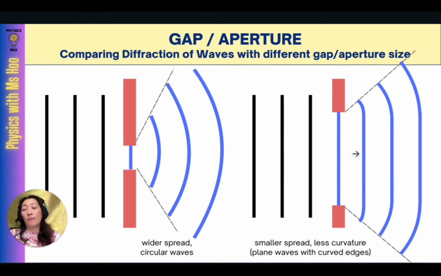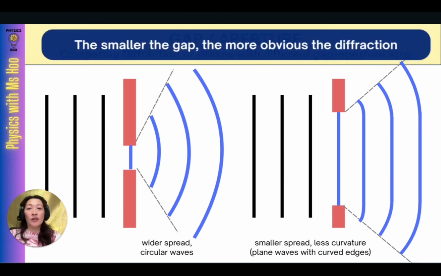If required to compare the gap size against diffraction, we know that the smaller the gap, the more obvious the diffraction. And this should make sense, because a smaller gap size means that the gap could potentially be smaller than the wavelength. Now for gap size, it's quite easy to understand, but for some students, what if it was a single obstacle?